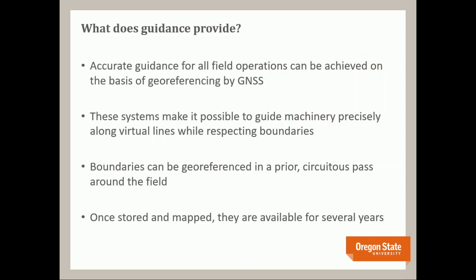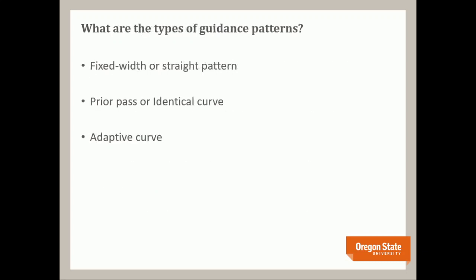Accurate guidance for all field operations can be achieved on the basis of georeferencing by GNSS. This system makes it possible to guide machinery precisely along a virtual line while respecting boundaries. Boundaries can be georeferenced in a prior pass around the field. Once stored and mapped, they are available for several years.